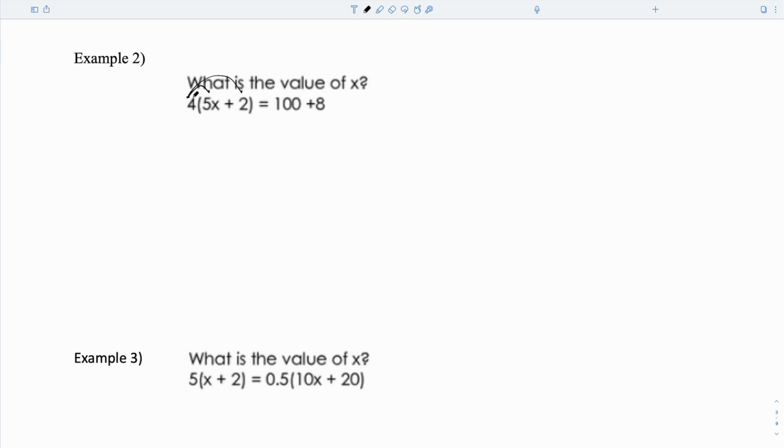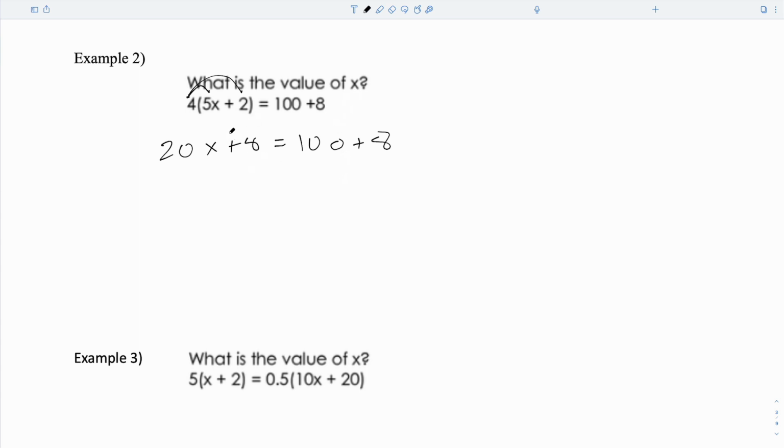Example 2. This one is slightly different. There's distributive property. You could divide by 4 instead of multiply. I'm not going to divide by 4 because I want to show you something that happens. But you could. I'm just not going to go that route today. When you multiply by 4, you get 100 plus 8.